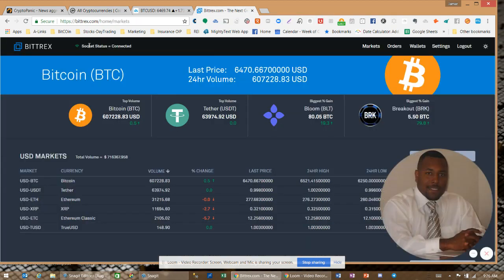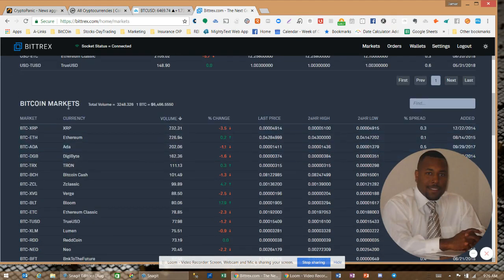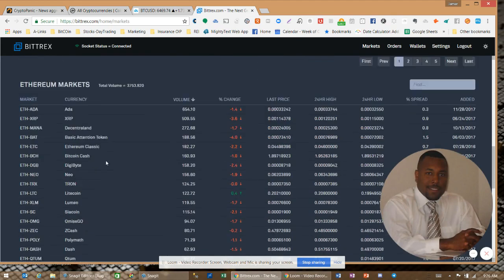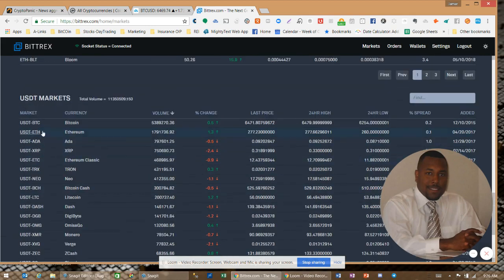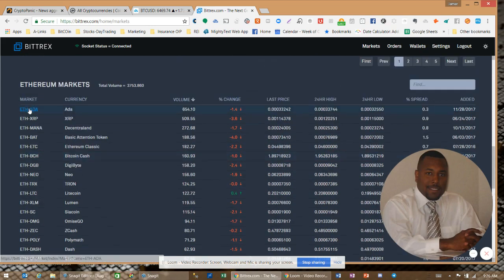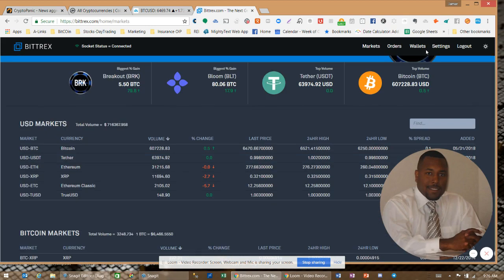So Bittrex is another platform that is just an exchange where you can actually do trading. It shows you the Bitcoin markets, the Ethereum markets, and the USDT markets, meaning that you can convert from USDT to Bitcoin, from Ethereum to buy another coin, or from Bitcoin to buy another coin. So with this demo account, we're going to go into the wallets, sell something, and then buy something.